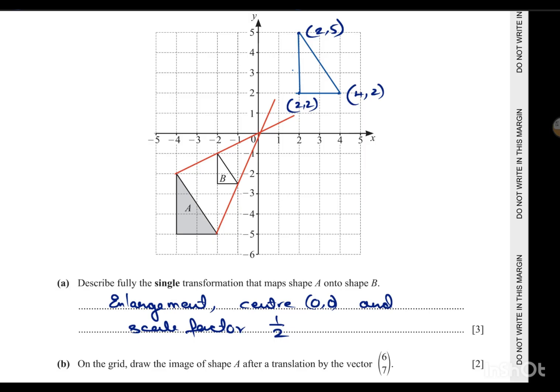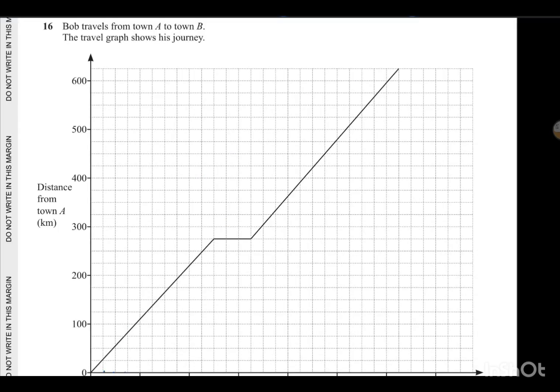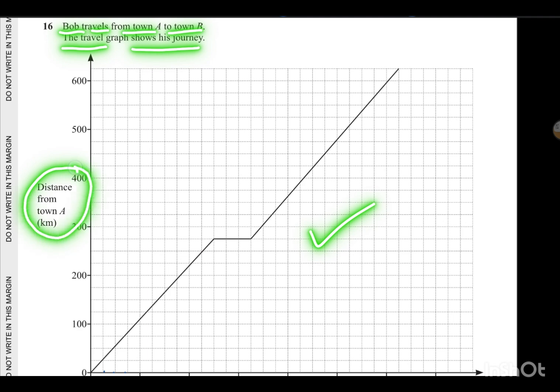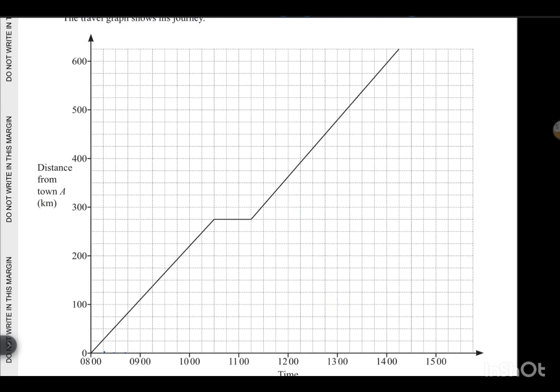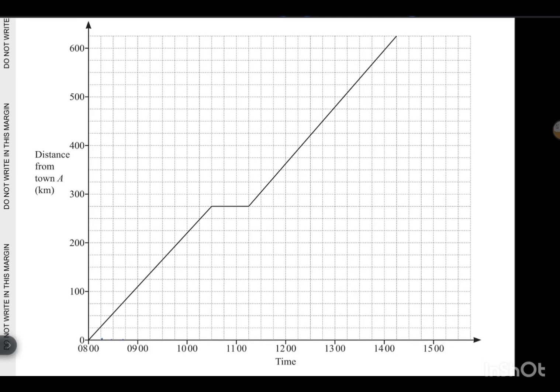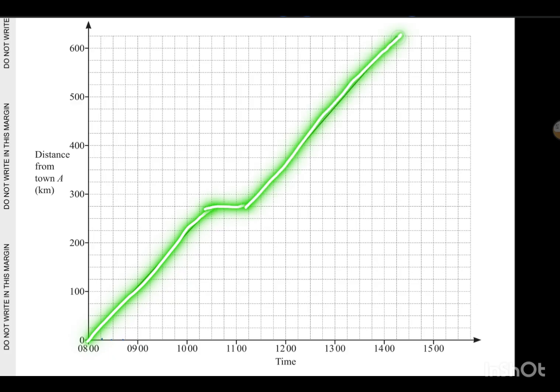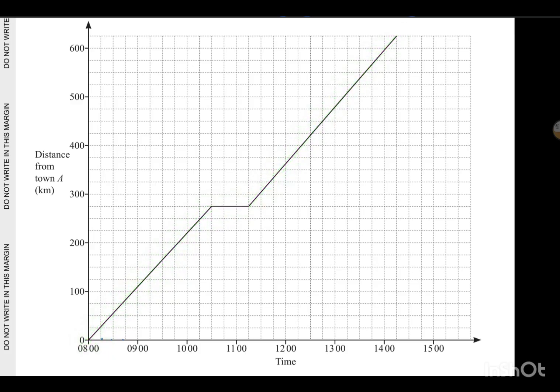That's it. Question number 16. Bob travels from town A to town B. The travel graph shows his journey. This is the travel graph given. Distance from town A in kilometers is on the y-axis, and the time is on the x-axis, like this. So you can see that this is the graph which is going up, and there is a horizontal line. Again, there is a line which is going up.